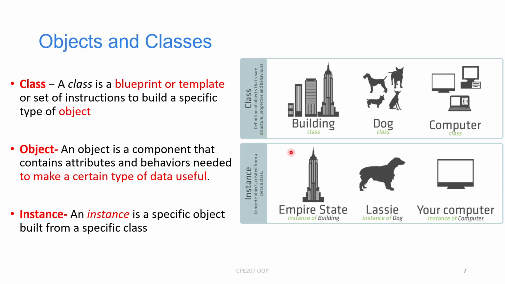And similarly, dog is a class, and Lessie is an object, and Lessie is also an instance of the dog class. I can create another, Lessie 1, Lessie 2, and this is going to be another instance. And then computer is a class, then my computer is going to be an instance because it's a specific type of object.